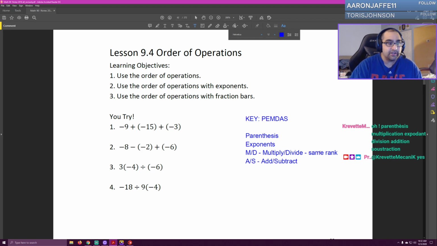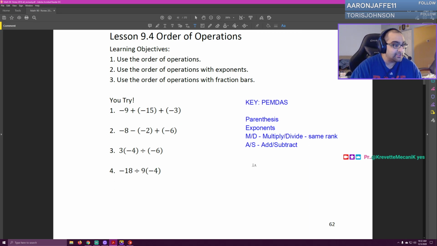So let's not forget here that multiply and divide are on the same rank. We talked about it a while ago. Again, we're going to combine our rules for signed numbers along with the order of operations that we have here. Remember that with multiply and divide being the same exact rank, you will have to go left to right.